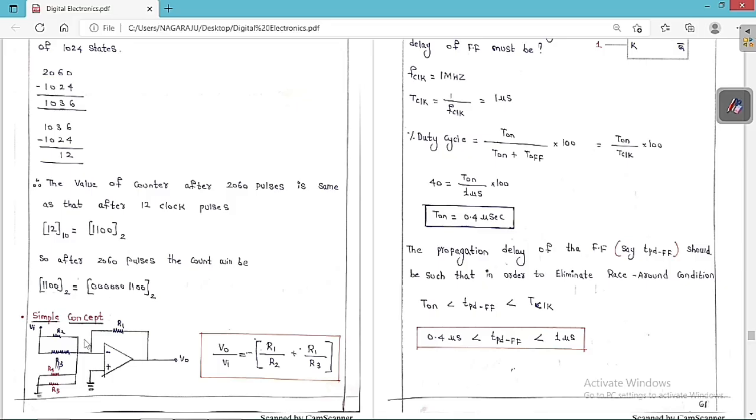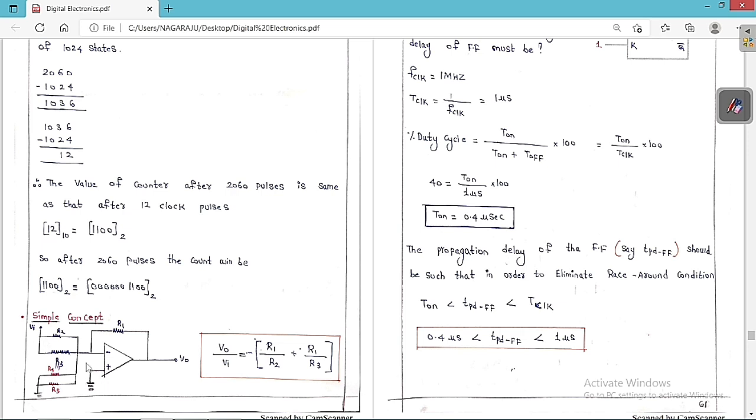We are going to study one more important simple concept. Listen to this circuit here. There is an op amp here. You can see clearly that for this op amp there is a feedback from the output to the inverting terminal. This is called negative feedback. Also the input is applied to the inverting terminal. So it is basically an inverting op amp.